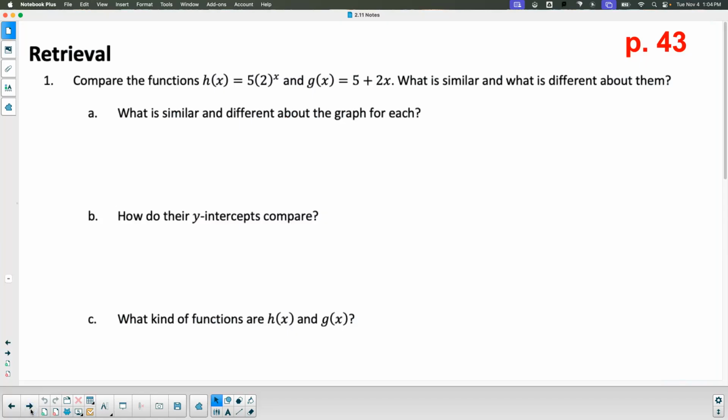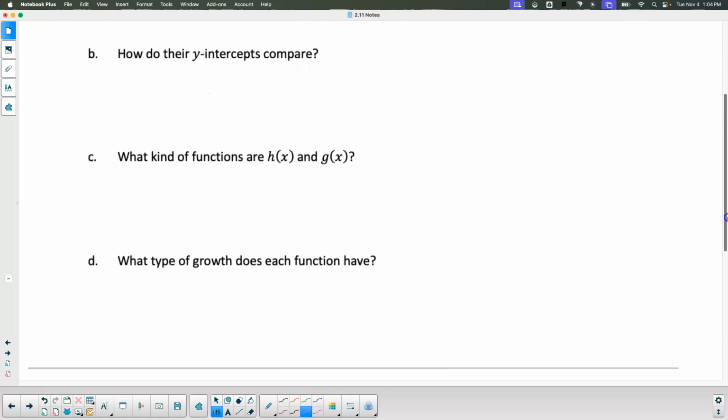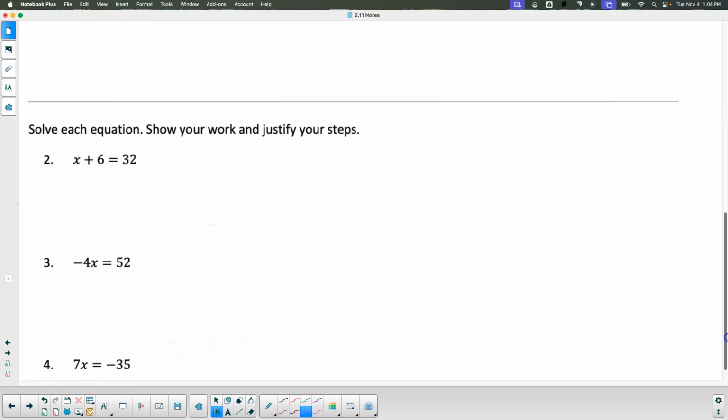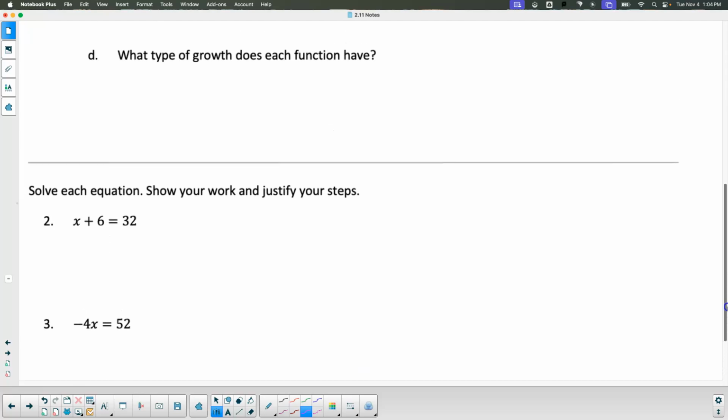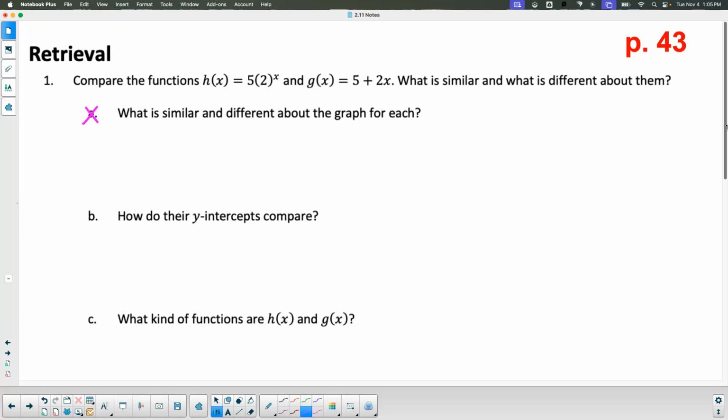Retrieval. So we've got 2 functions, H and G. You can skip here. I'll make you a deal. You can skip part A, but do the rest. How do their y-intercepts compare? What kinds of functions are they? And what type of growth does each function have? And then 3 solves. 3 very quick, easy, one-step solvers down there. Okay? Go for it.